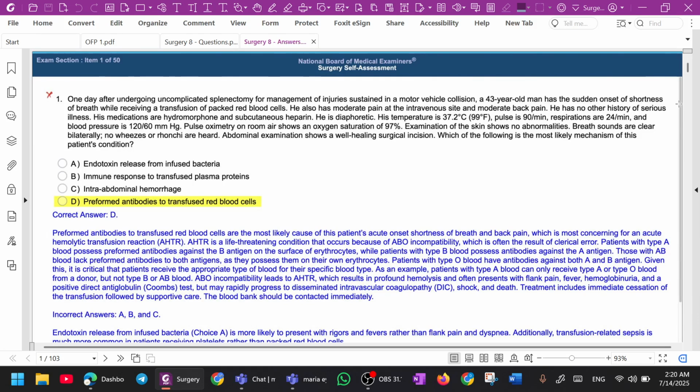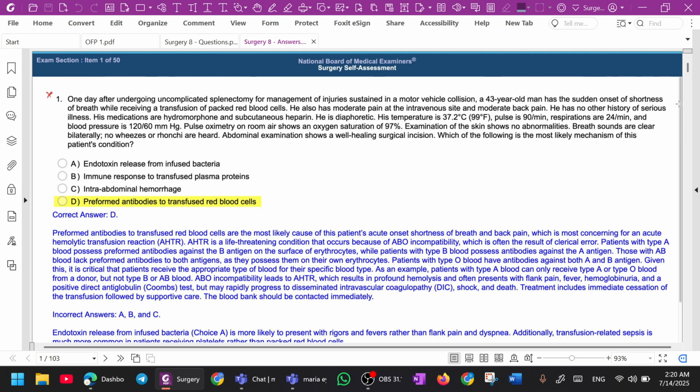ABO incompatibility leads to acute hemolytic transfusion reaction, AHTR, which results in profound hemolysis and often presents with flank pain, fever, hemoglobinuria, and a positive direct Coombs test, but may rapidly progress to DIC, shock, and death. Treatment includes immediate cessation of transfusions followed by supportive care. The blood bank should be contacted immediately.